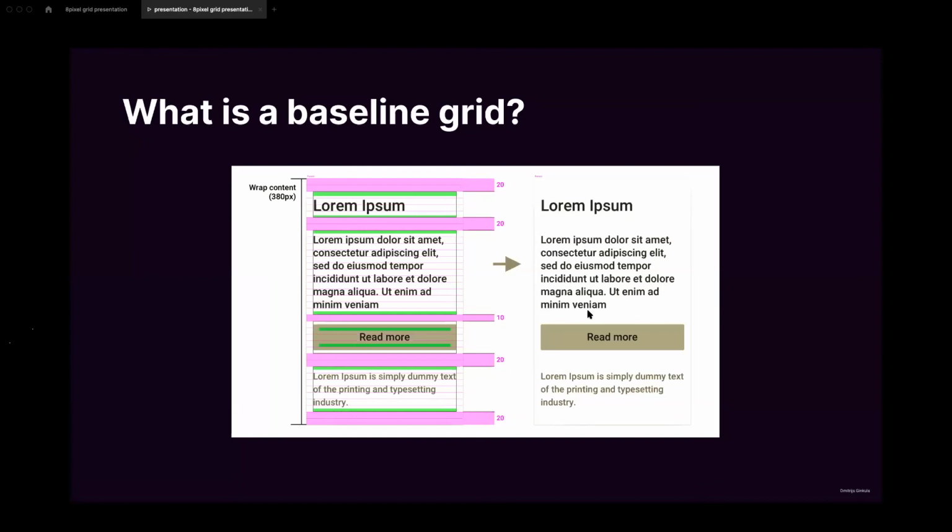What is a baseline grid? A baseline grid allows us to track the vertical distance between type and other objects in a design, and I highly recommend using one to achieve a consistent vertical rhythm. However, remember that the native mobile experience and web browsers measure typography in slightly different ways.